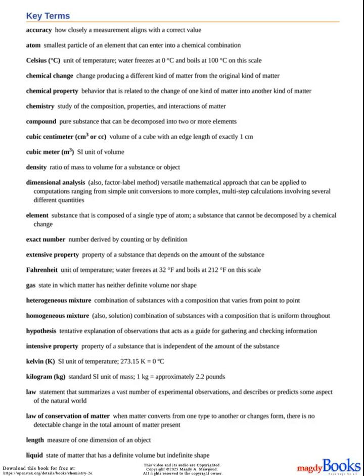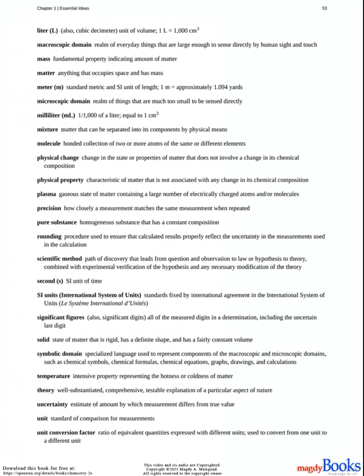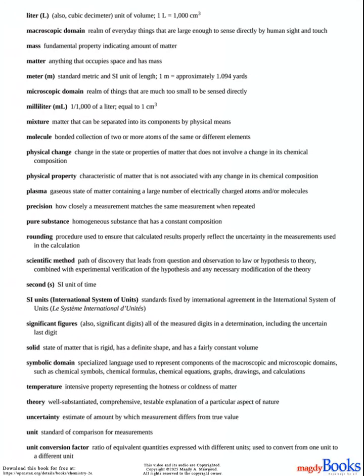26. Liquid. State of matter that has a definite volume but indefinite shape. 27. Liter, L, also, cubic decimeter. Unit of volume, 1 L equals 1000 centimeters cubed. 28. Macroscopic domain. Realm of everyday things that are large enough to sense directly by human sight and touch. 29. Mass. Fundamental property indicating amount of matter. 30. Matter. Anything that occupies space and has mass.